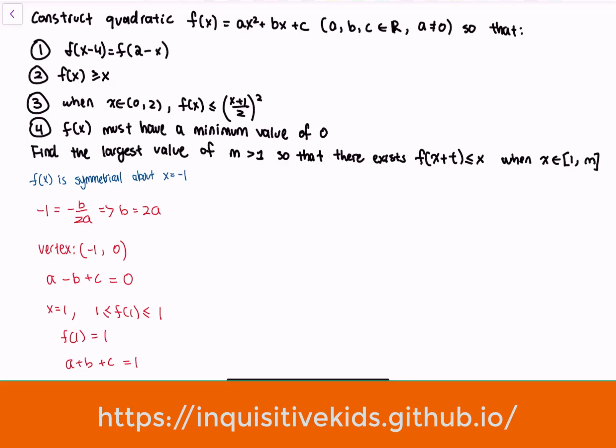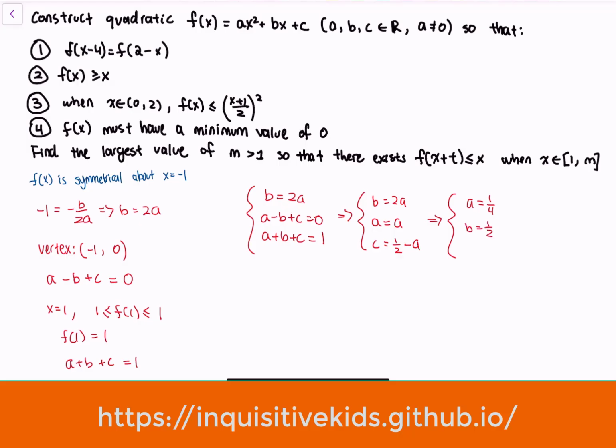So now we can solve for the values of a, b, and c to construct our quadratic. We already have 3 equations. b is equal to 2a, a minus b plus c is equal to 0, and a plus b plus c is equal to 1. So let's represent everything in terms of a. b is equal to 2a, and c is equal to 1/2 minus a. And we are left with the solutions: a is equal to 1/4, b is equal to 1/2, and c is equal to 1/4. So now we know what f of x is. f of x is equal to 1/4 x squared plus 1/2 x plus 1/4.